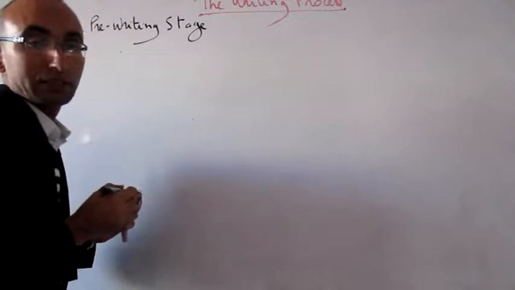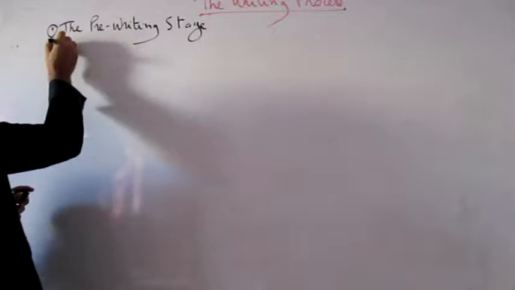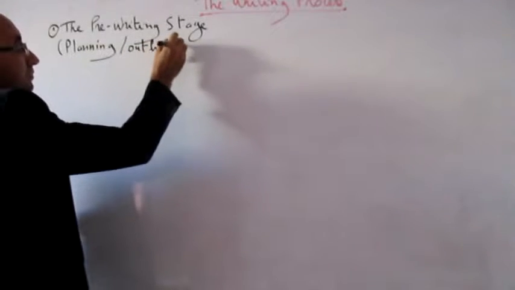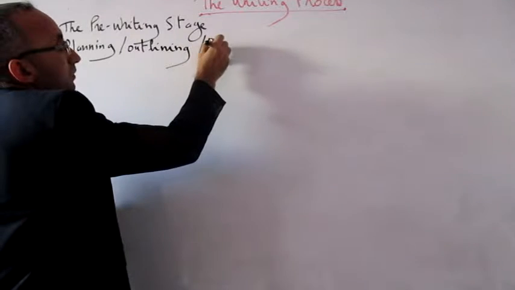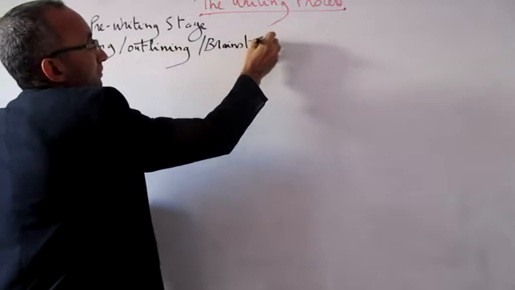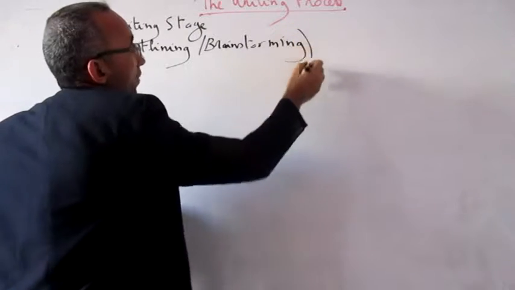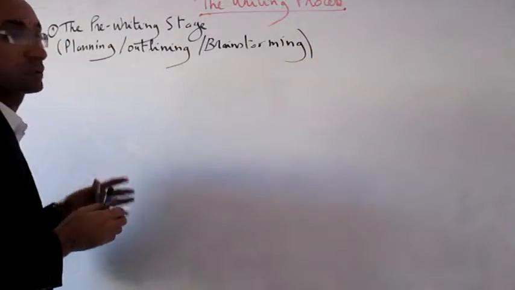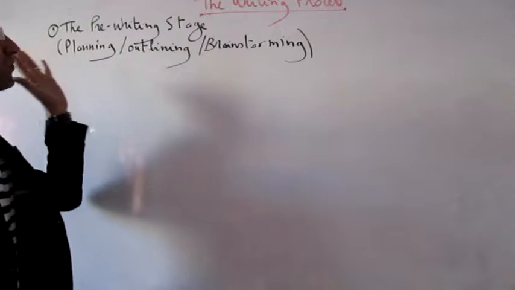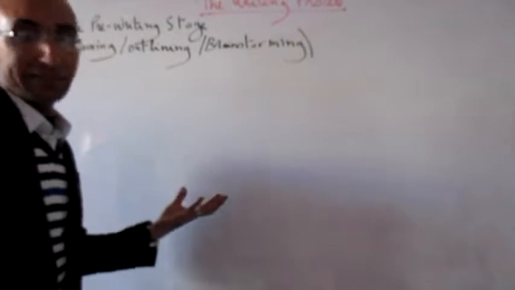It will also be called planning, because here you are only planning, preparing your plan. Also, it may be called outlining, or even brainstorming. So all these are terms used to name this first stage of writing according to the process approach. So what should we do in this stage?